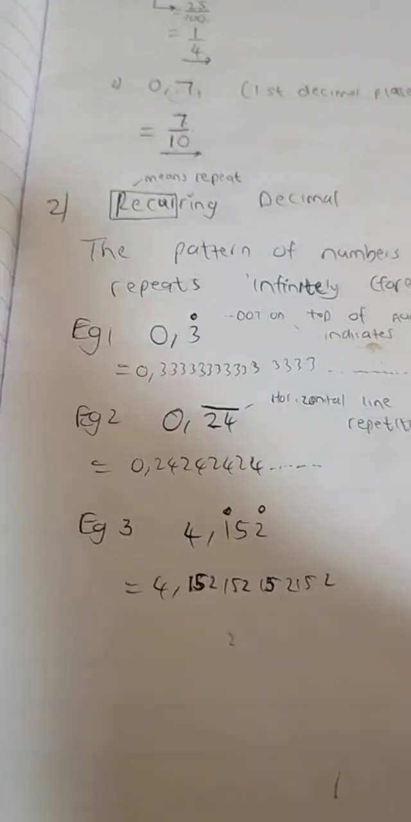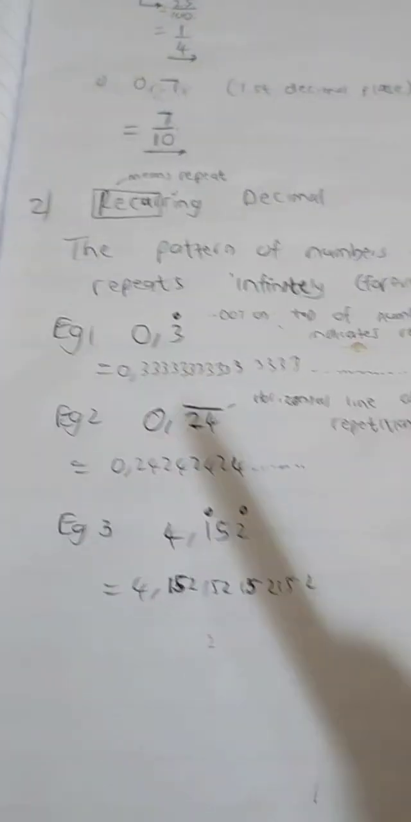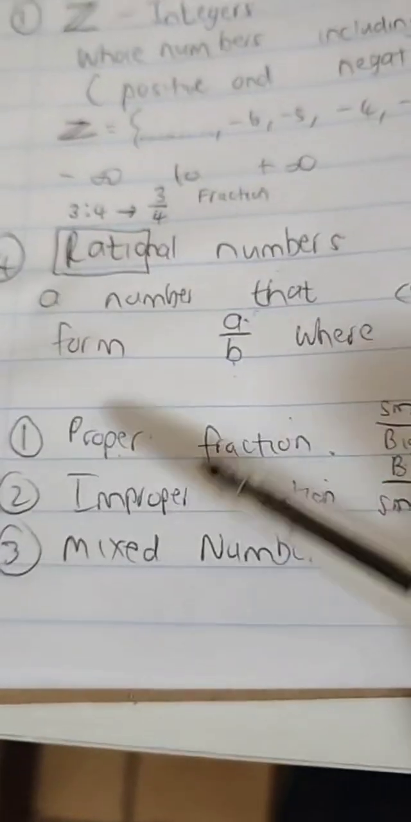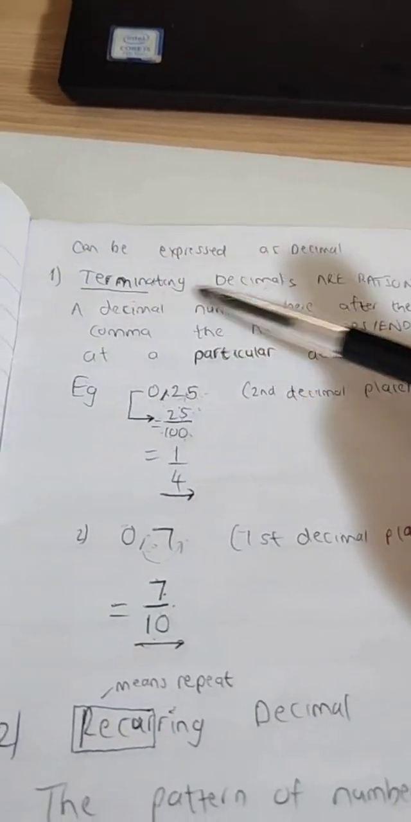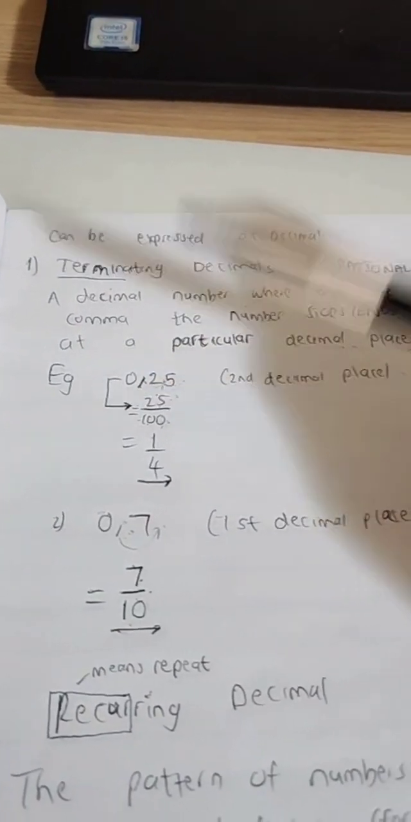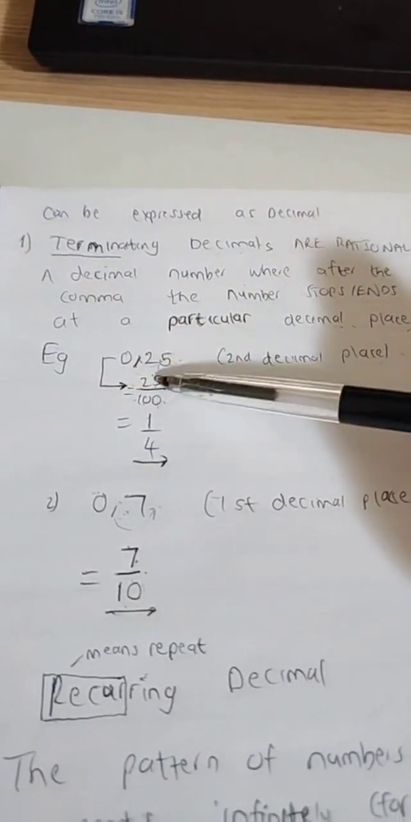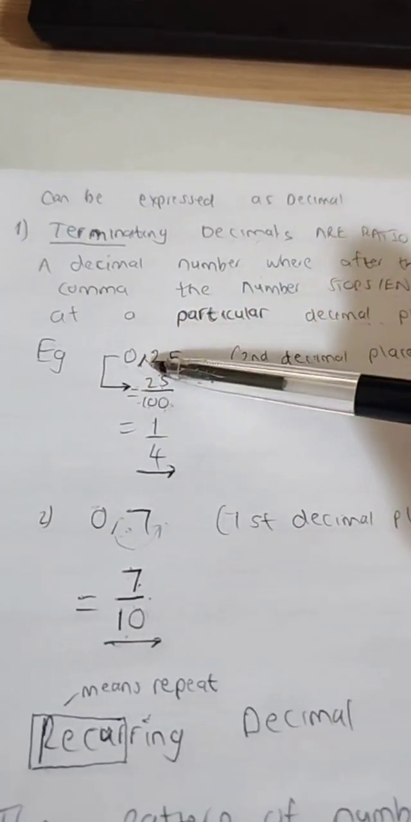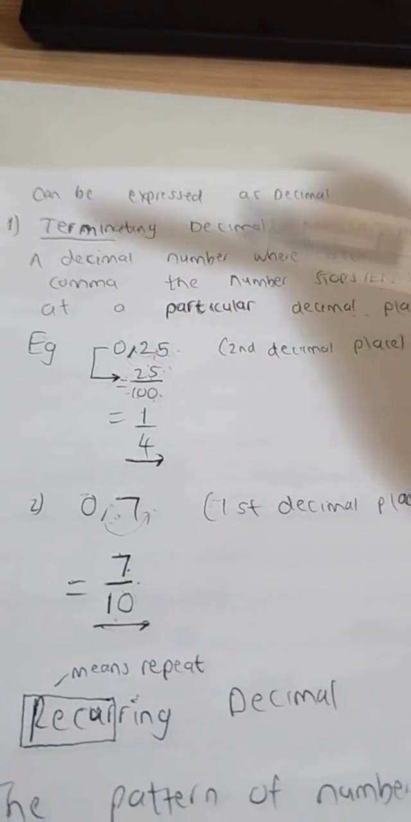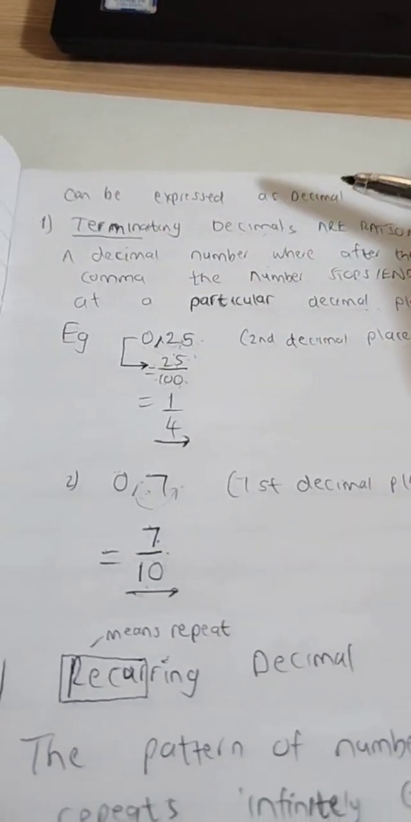So yes, rational numbers are as such. They can be expressed as fractions, proper, improper, mixed number, and then as decimal numbers. Terminating decimals, I've shown you, we stop somewhere after the comma. The numbers stop at a particular decimal place. That's what terminating decimals are.